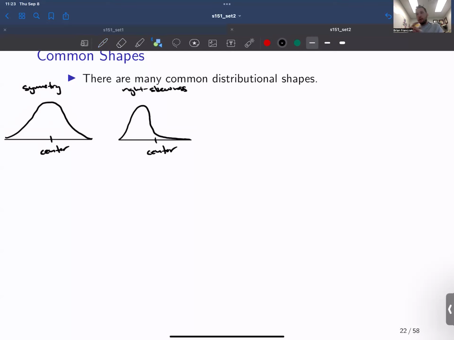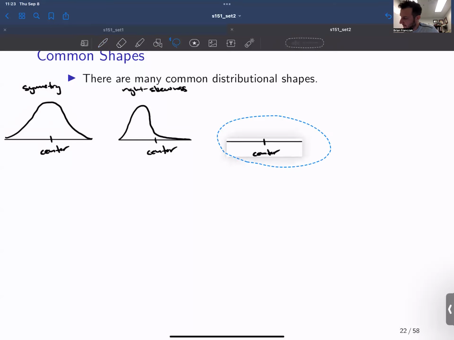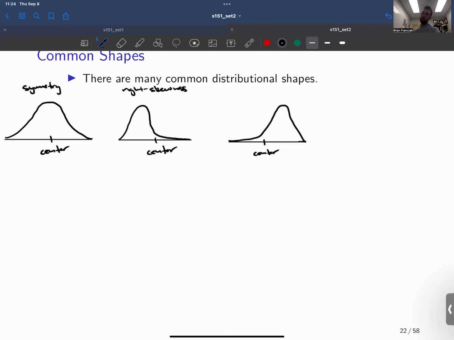Now we can skew to the right or we can skew left. So the next common shape would be left skewness. In this case, we'd have the same illustration, but just a mirror image of right skewness, except now the peak is on the right side, but the tail is skewing to the left. This is left skewness.